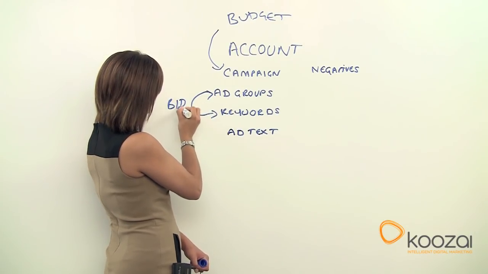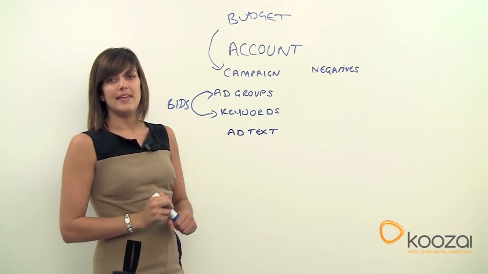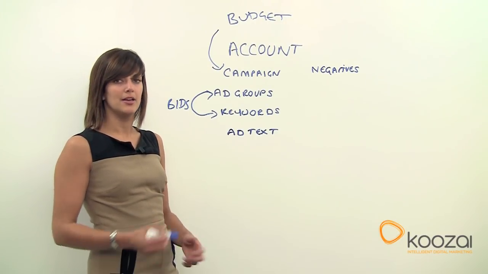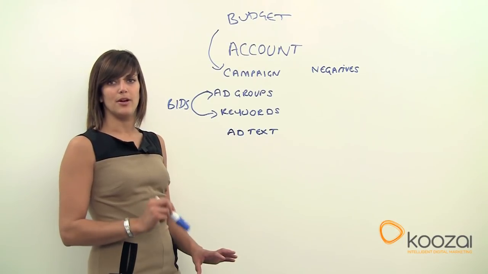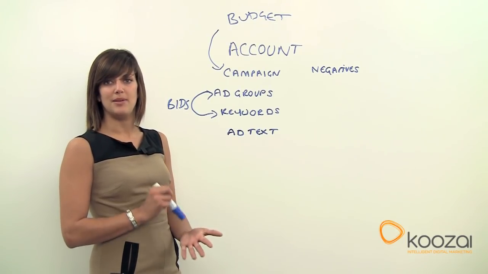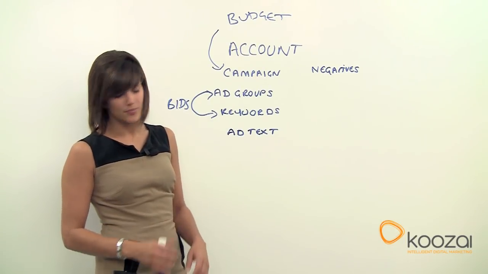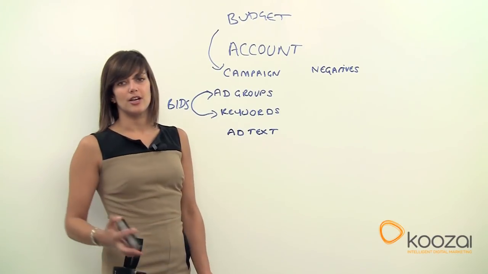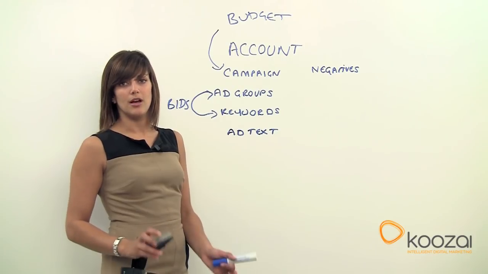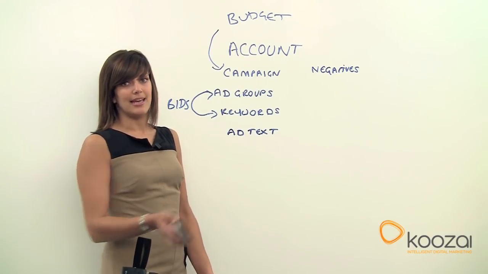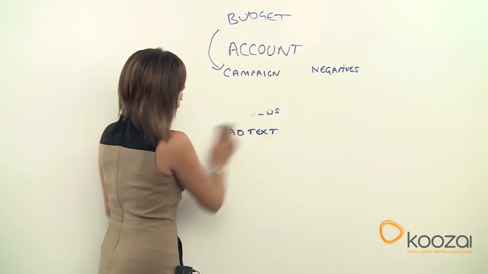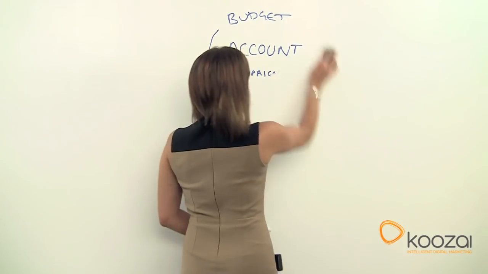These are called maximum CPCs, and they tell the search engines what you're willing to pay per click. So don't overinflate these, and don't put a really low CPC in there, because your ads aren't going to be shown. That covers the basic campaign structure. I have written a blog post that goes alongside this video, so do check that out. We've got diagrams in there that should help you structure your campaign accordingly.